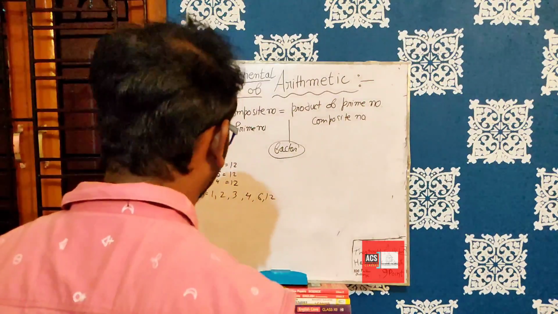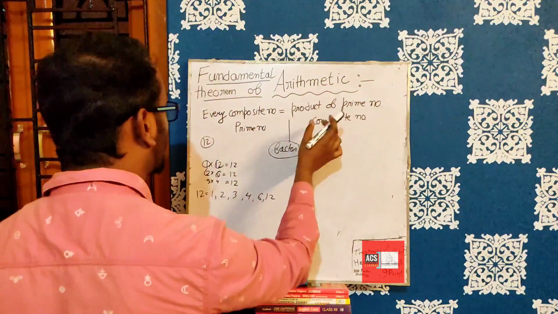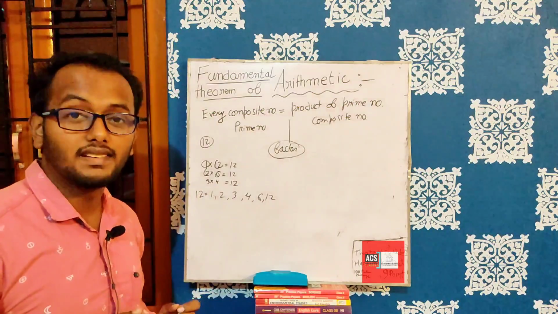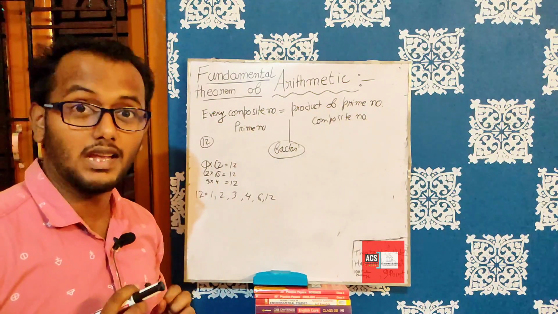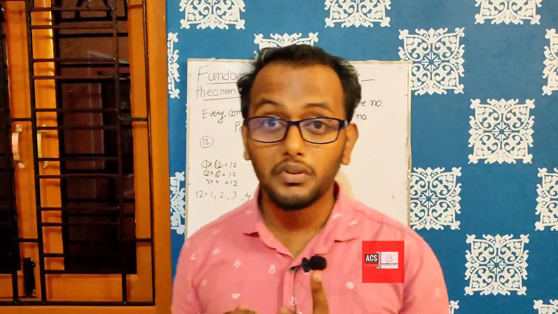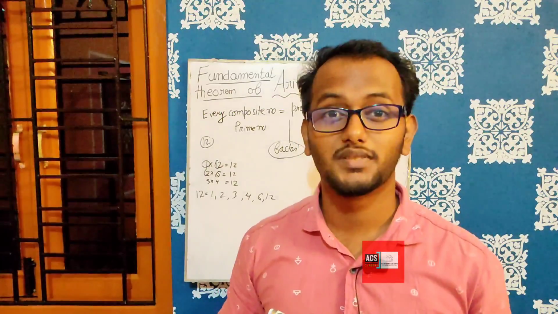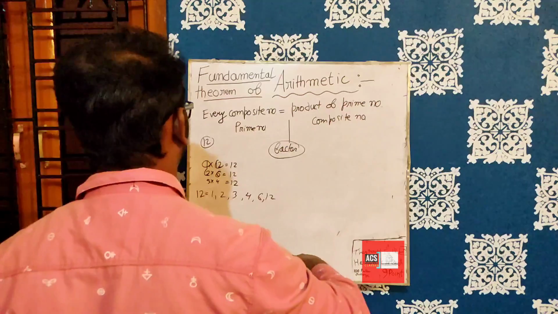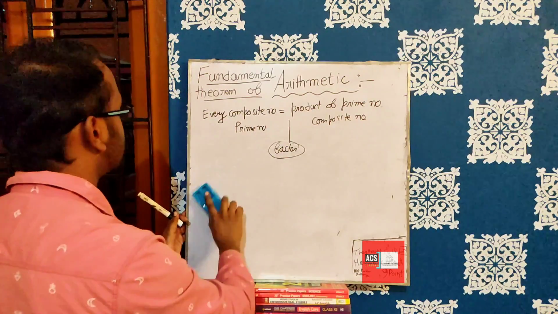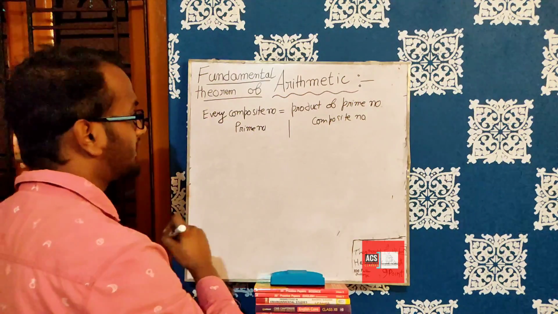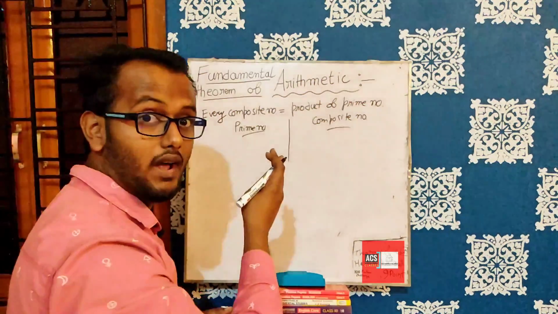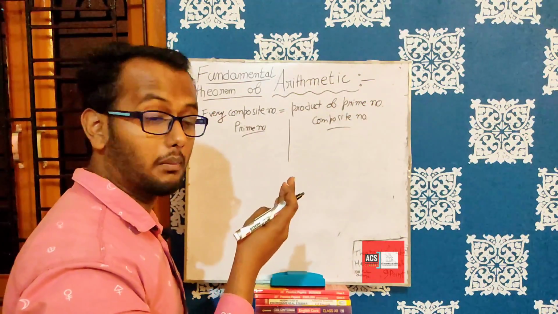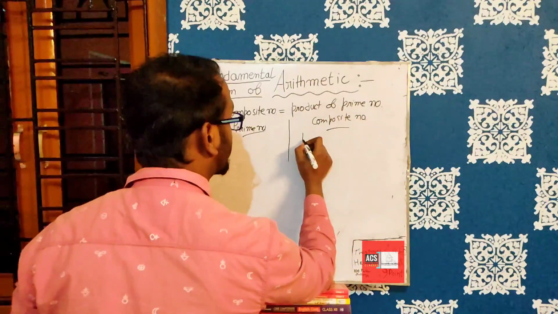So out of this, what are prime numbers and composite numbers? A prime number is a number that has only two factors. A composite number is a number which has more than two factors. It is as simple as that. Since 12 has more than two factors, 1, 2, 3, 4, 6, 12, six factors, it is a composite number.